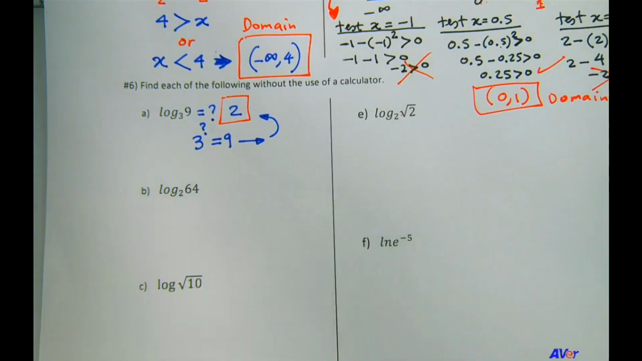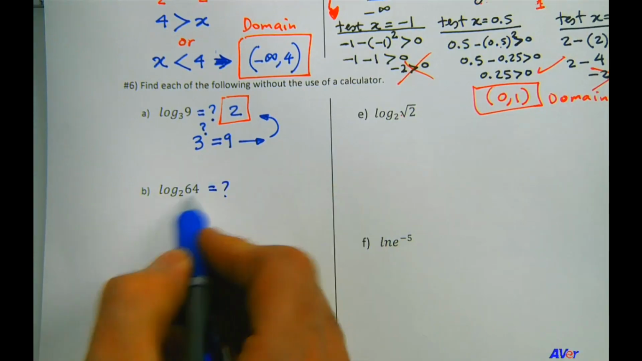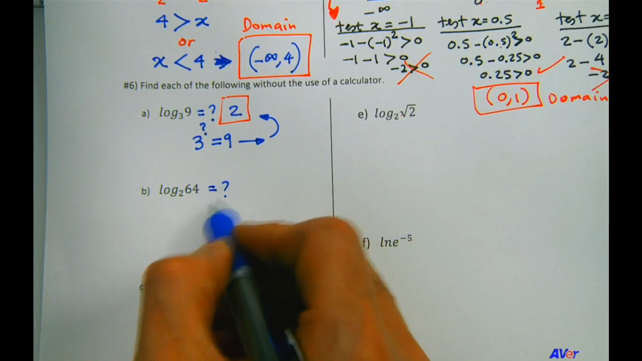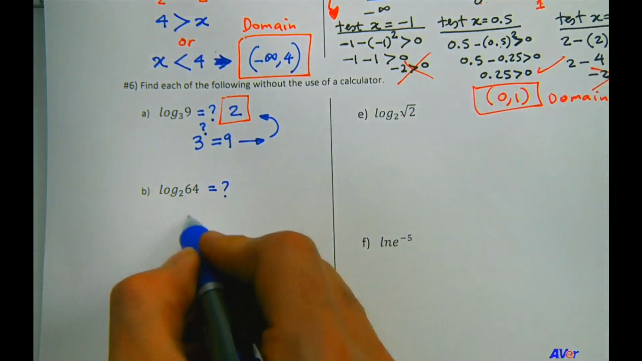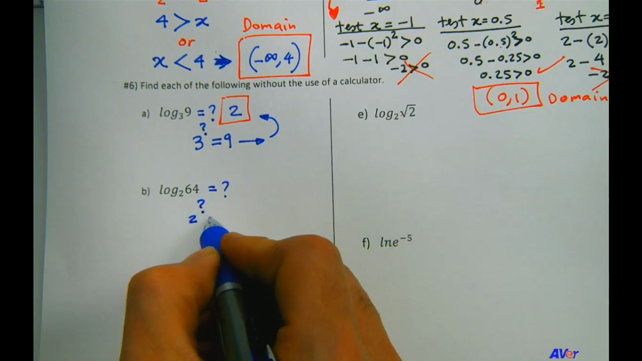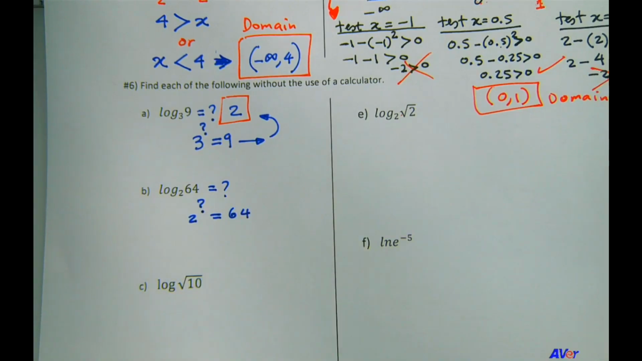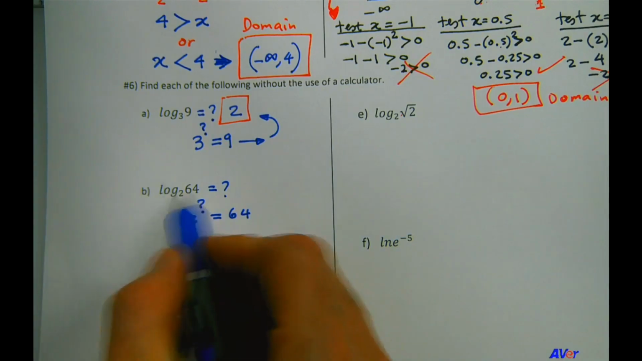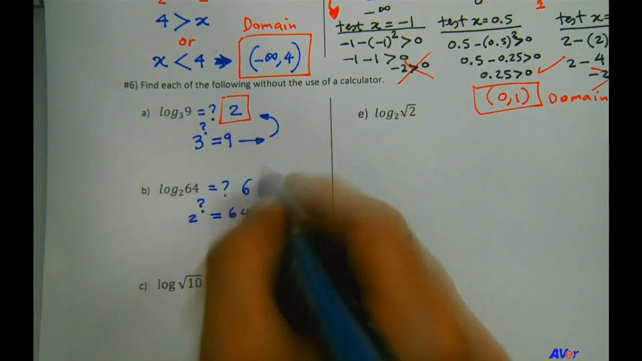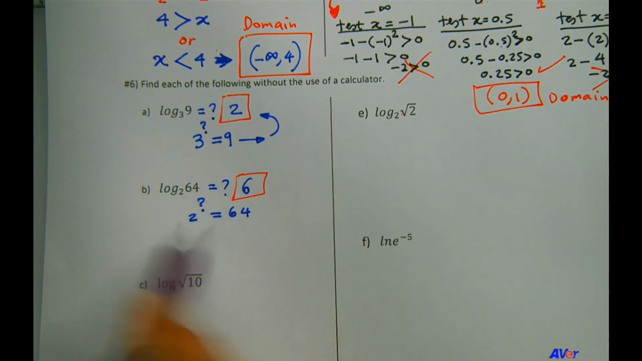The same thing is here. They're asking us to evaluate this. That means they're asking for the exponent, to base 2. They're asking 2 to what exponent is equal to 64. Well, 2 squared is 4. 2 cubed is 8. 2 to the 4th power is 16. 2 to the 5th power is 32. 2 to the 6th power is 64. So the answer to that is 6. They're asking for the exponent of base 2 that would give us 64, just like what I've shown here.